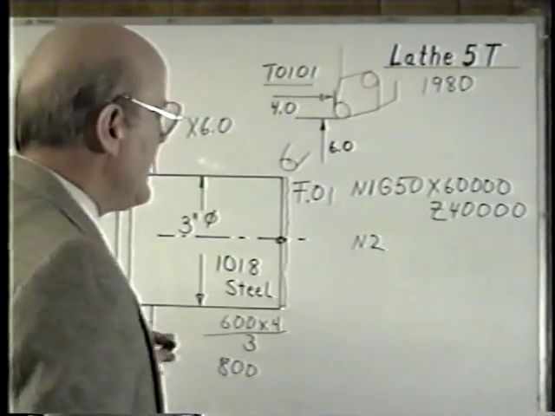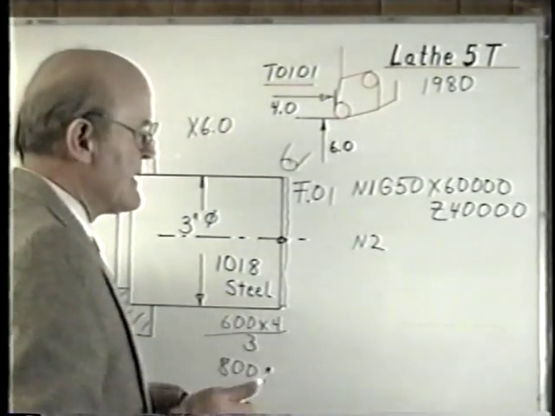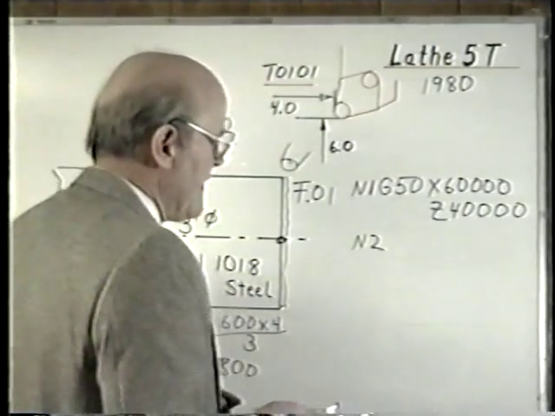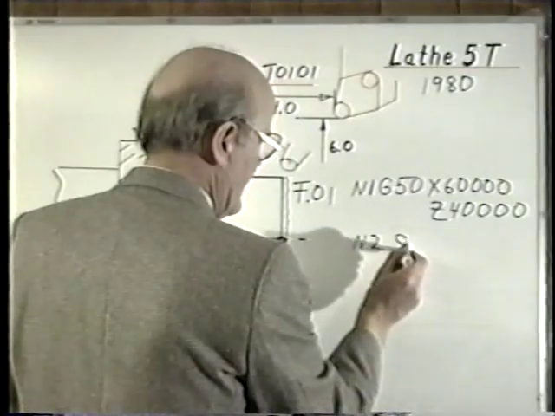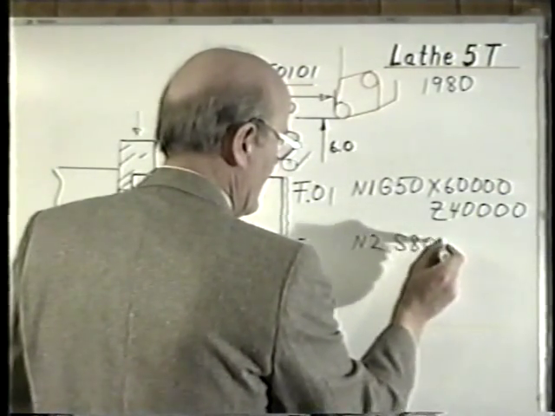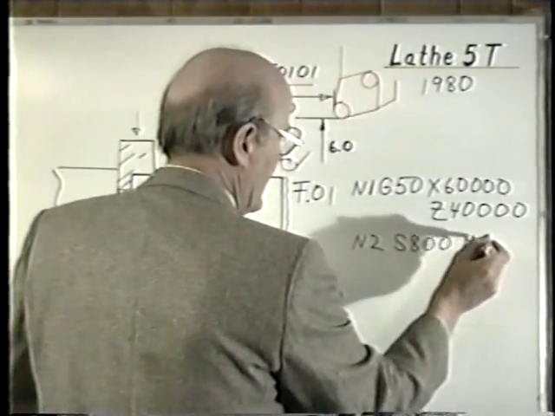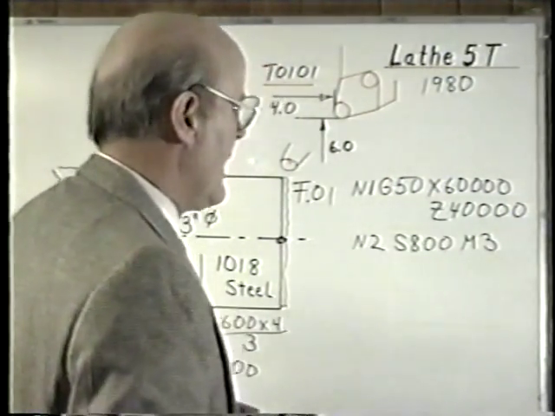Now, the speed could not be given in surface feet. So one of the methods of giving the speed would be to give it as an S value directly. It could be S, and we figured out 800. And M3 would start the spindle. The spindle is now running at 800 RPM.